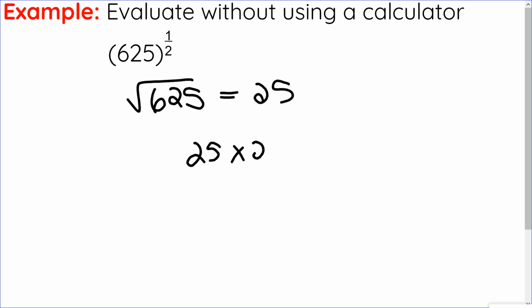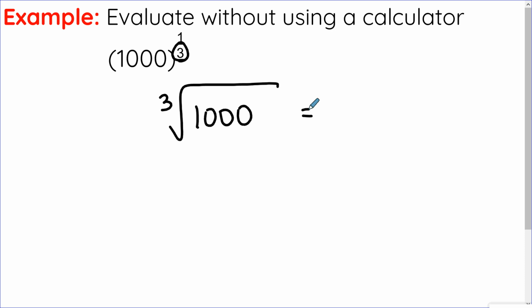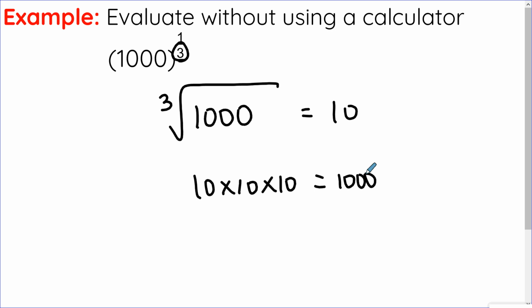I know that because 25 times 25 is 625, and the square root is one of two identical factors. Let's try another one. 1,000 to the 1/3. The denominator of 3 tells me I'm taking the third, or cube root. The cube root of 1,000 is just 10. I know that because 10 times 10 times 10 is 1,000, and the cube root of 1,000 is one of three identical factors, which is just the 10.